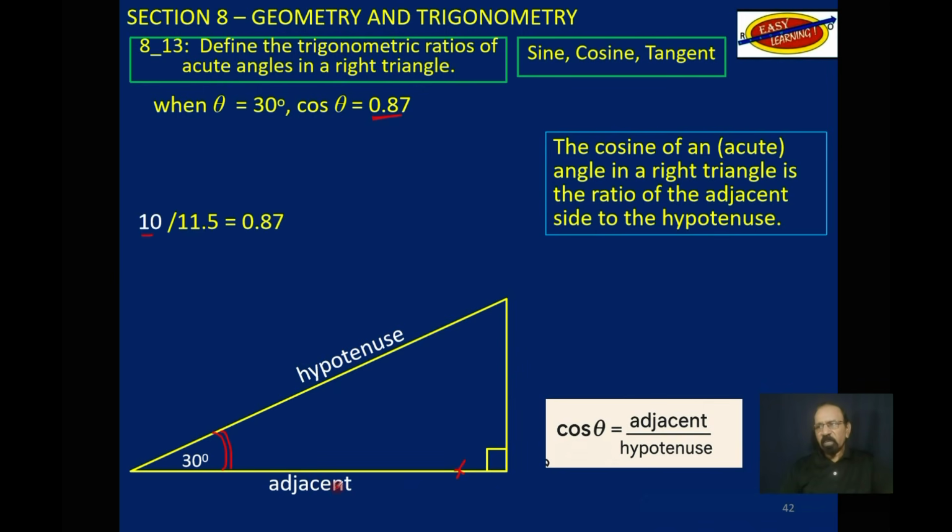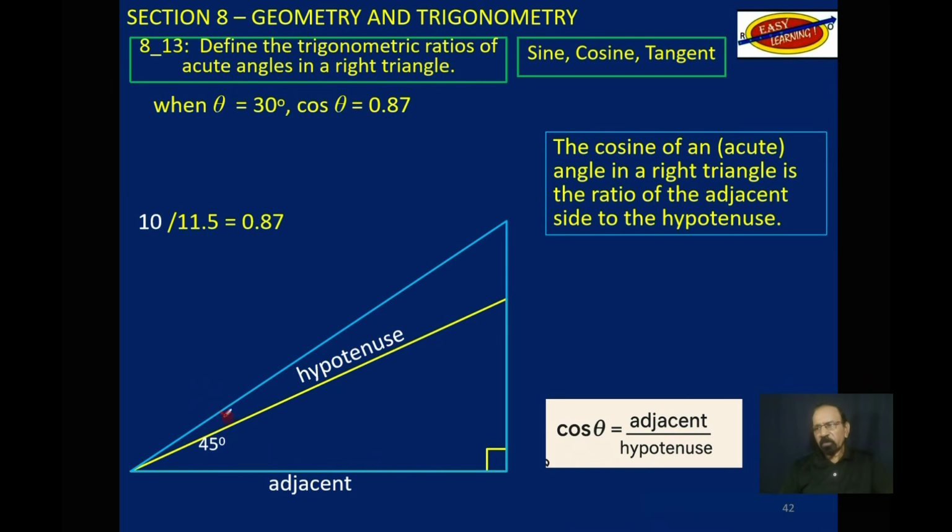So if we let the adjacent be 10 and the hypotenuse 11.5, if we divide 10 by 11.5, we will get 0.87. That is to say, at 30 degrees, the adjacent is 0.87 of whatever the hypotenuse is. So if the adjacent is 10, the hypotenuse would be 11.5. Let's change that angle and make it bigger. Notice we haven't changed this adjacent side.